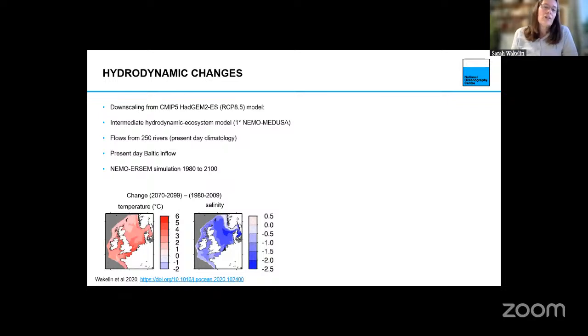The results here show a very typical increase in, I think these are possibly surface temperatures, over the course of the century, of the order of 1 to 4 degrees across the continental shelf, and a freshening, more strongly in the eastern North Sea here.